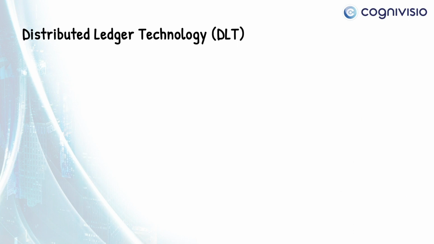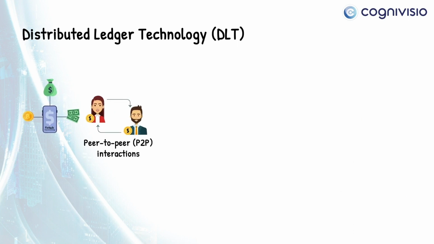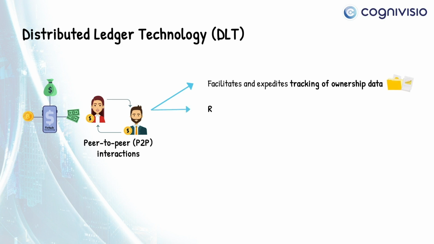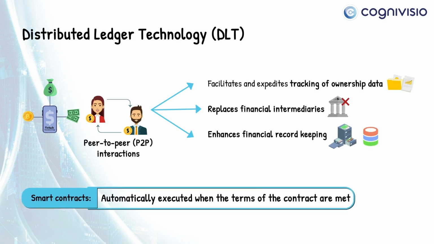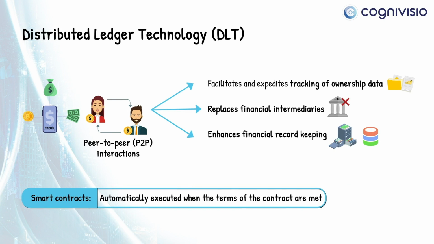Distributed ledger technology, or DLT, is a fintech technology that allows peer-to-peer or P2P interactions between investors. This facilitates and expedites the investor's ability to track ownership data, effectively replacing financial intermediaries. Further, distributed ledger technology has contributed to the enhancement of financial record keeping. DLTs can also apply smart contracts, which are automatically executed when the terms of the underlying contract between the parties are met.